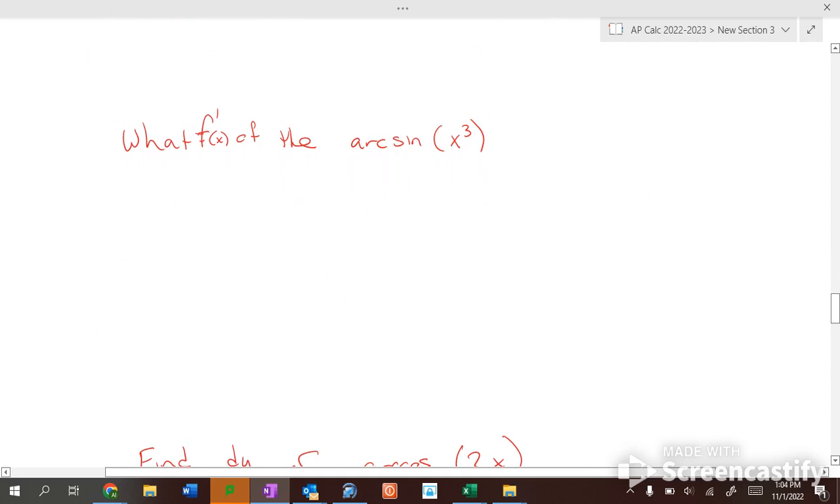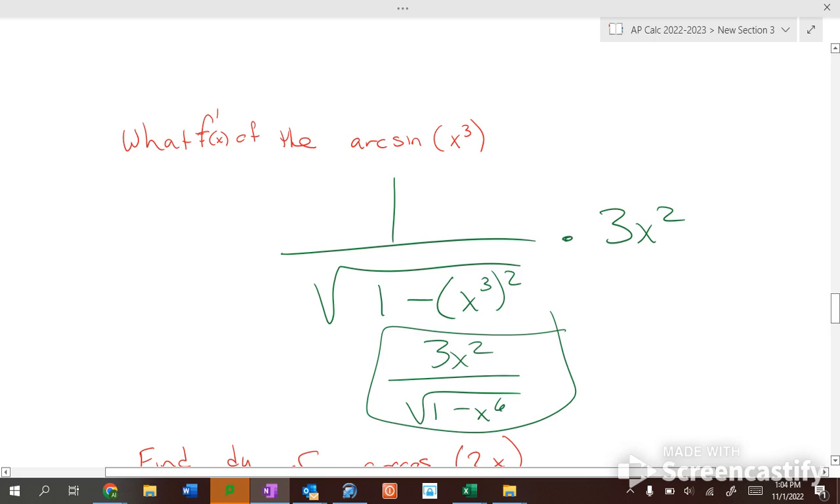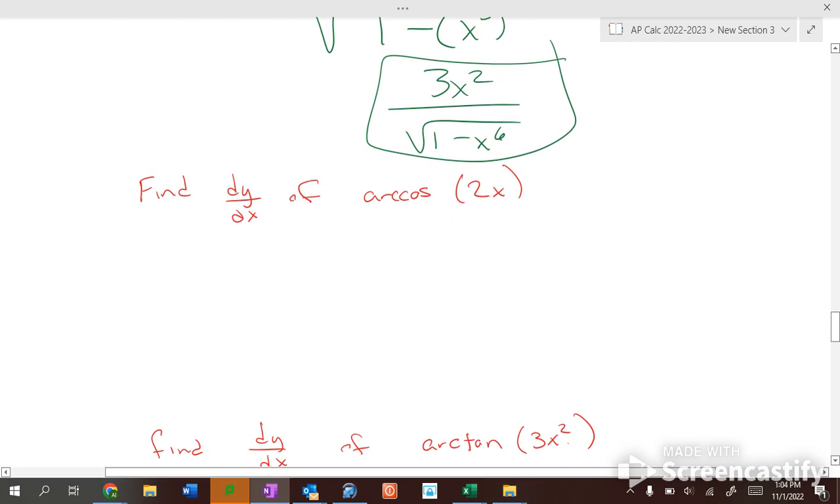All right, I know how to do this one. Arcsine, x cubed. 1 over the square root of 1 minus x cubed squared times 3x squared, the first derivative of that. So it's 1 over the square root of 1 minus x to the 6th, and then 3x squared on top of that. Power to power, you multiply. My bad. Okay, all right.